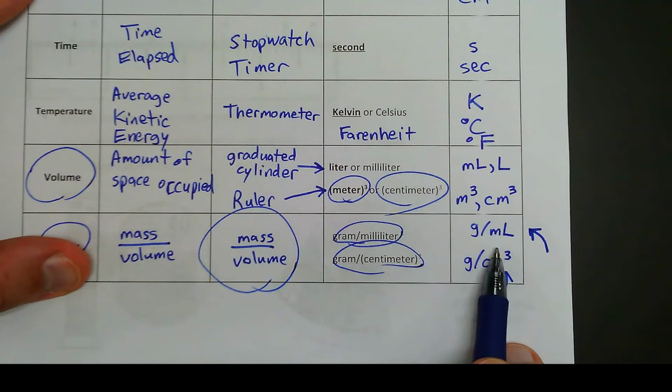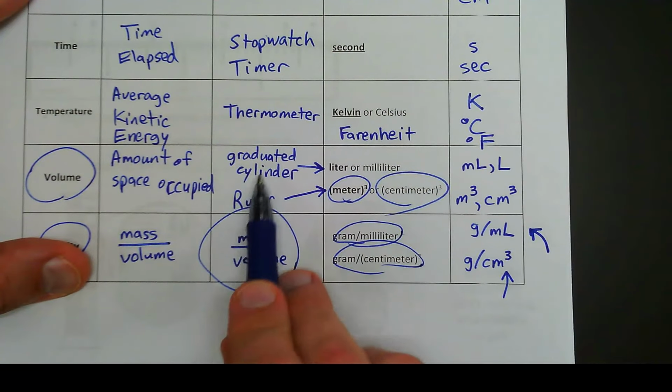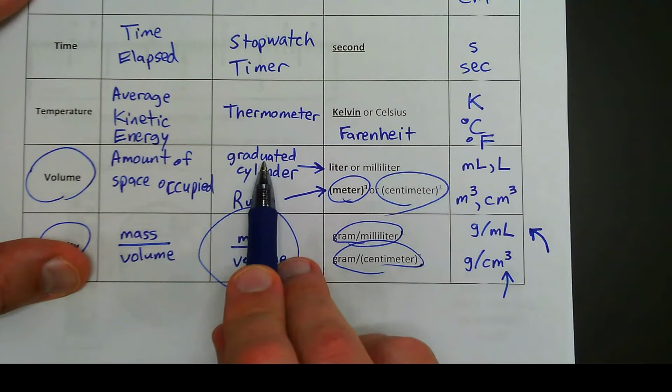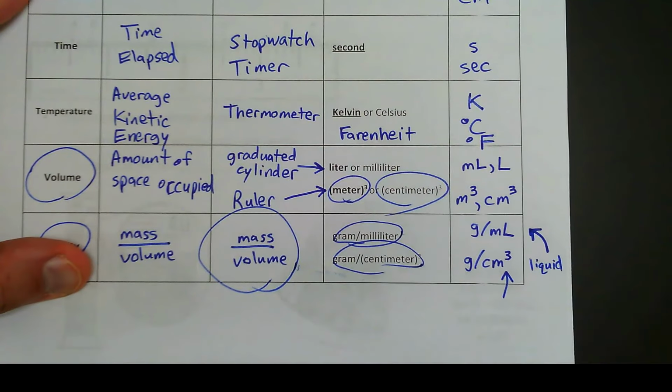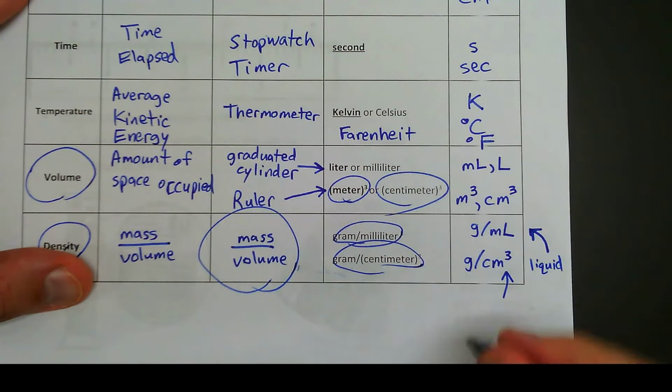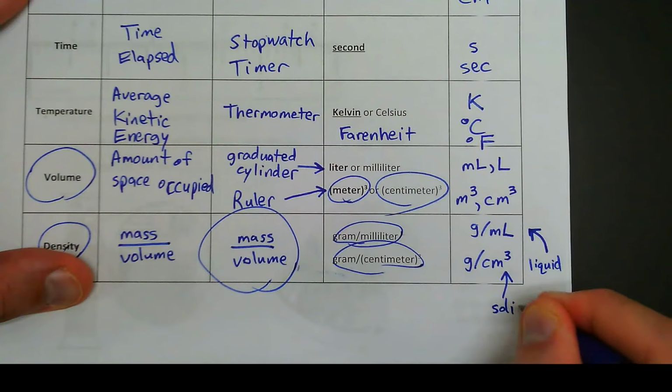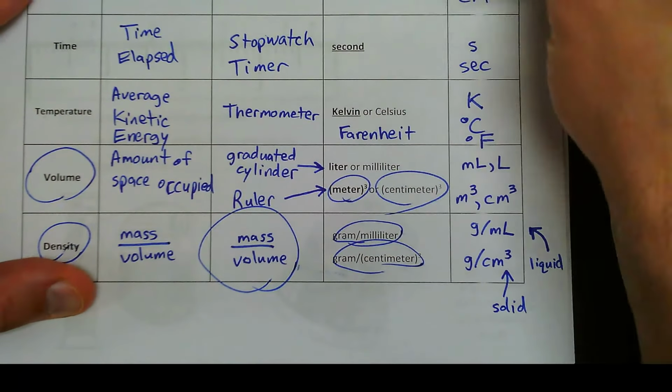But for right now, just think about it. Milliliters or cubic centimeters, which one sounds more like a liquid? Okay? It's the one that you would use what? The graduated cylinder or the ruler for? I think you can all agree that a graduated cylinder is going to tell us that for a liquid. And then if you're measuring the density of a solid, you would use the cubic centimeters. All right.